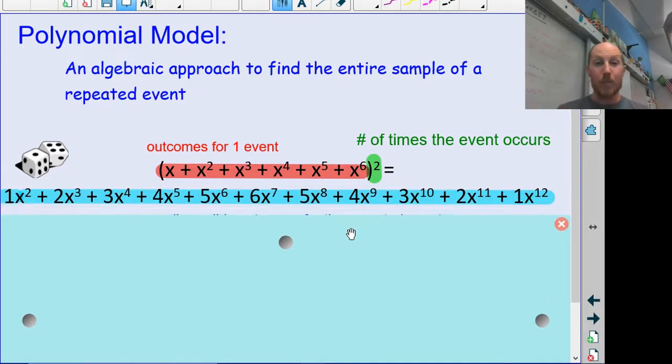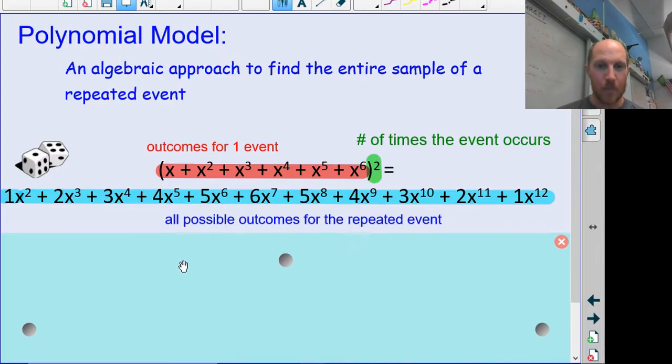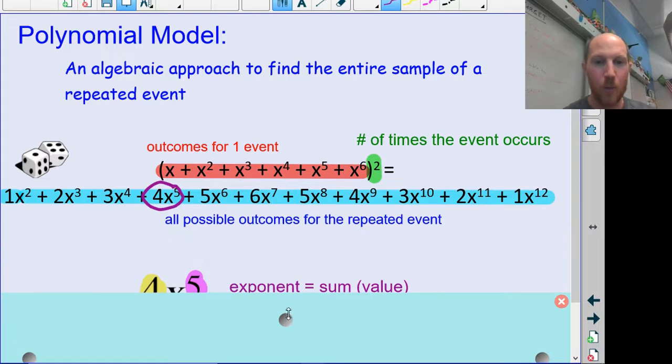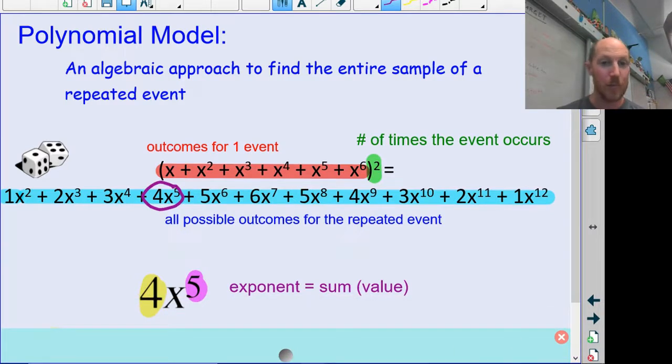And then when we expand that, we did the multiplication in the do now today, we combine all the like terms. In blue, you can see that is our sample space. So all the possible outcomes are being represented algebraically. If we just pick one as an example, right there, there are 4 different possible combinations, 4 different outcomes that will give us a sum of 5.